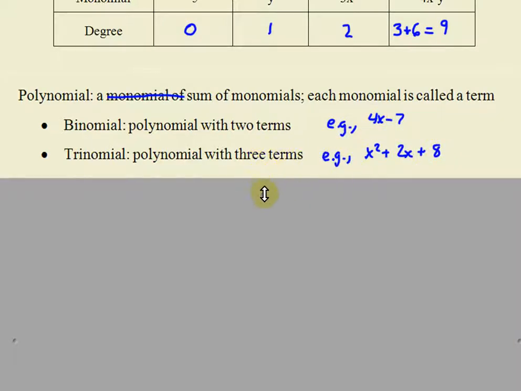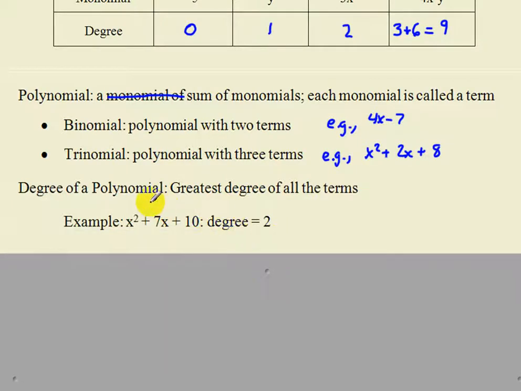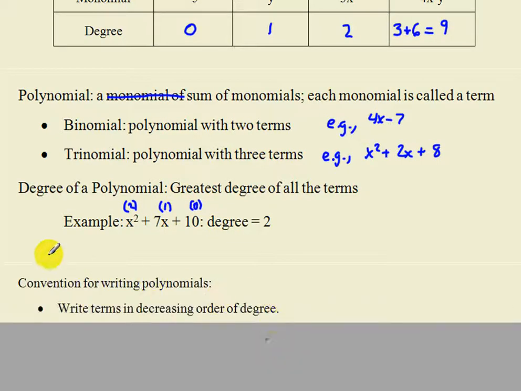All right, so those are examples of polynomials. Now for the degree of a polynomial, we look at the greatest degree out of all of the terms. For example, with x squared plus 7x plus 10, we have degree 2, degree 1, and degree 0. So we go with the largest degree. The greatest degree is 2, so that's the degree of the polynomial overall. Now notice that these are written in decreasing order. We started with our largest degree first and then went in descending order, and that's going to be a convention that we need to follow.